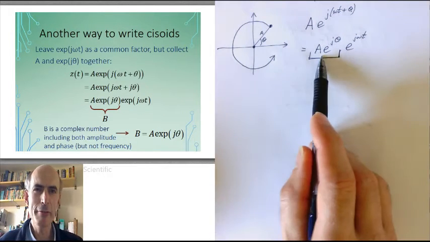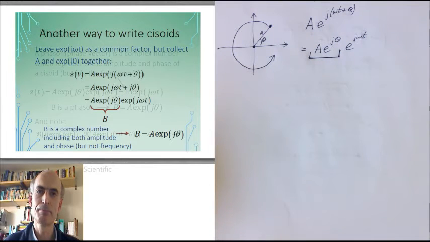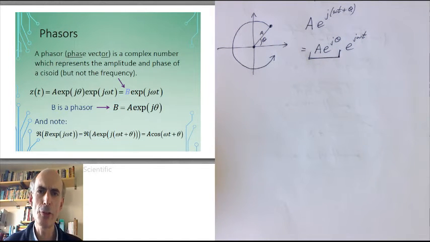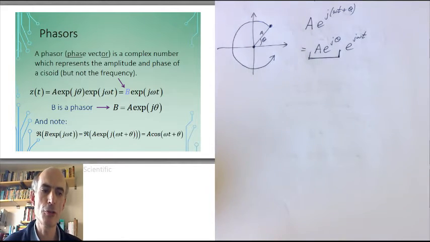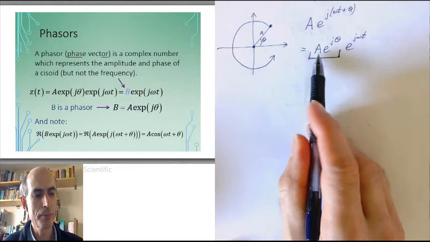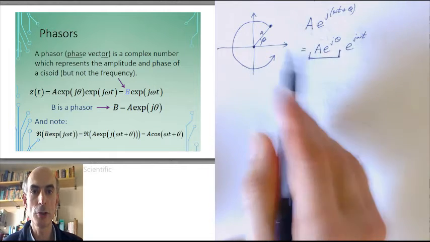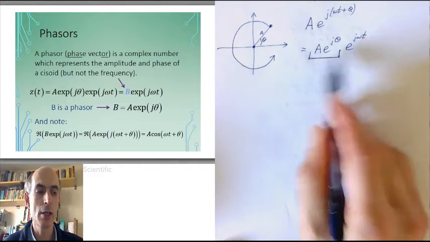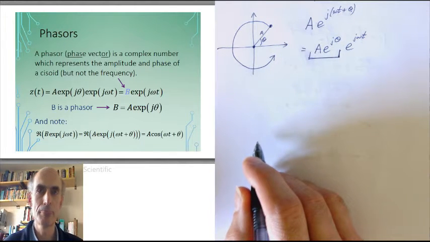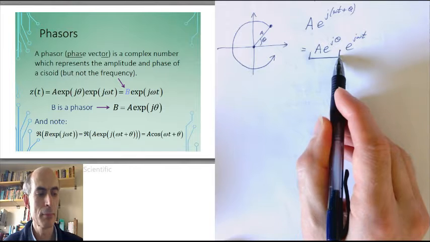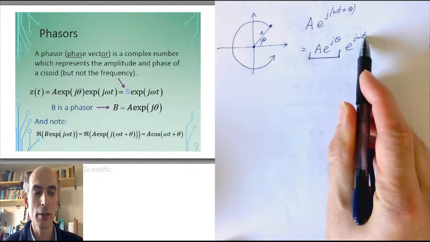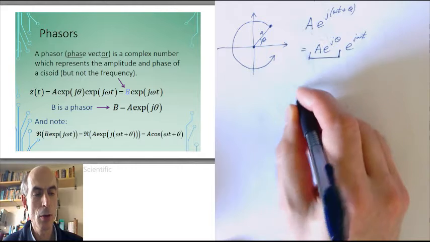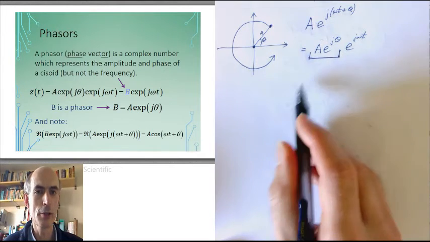Now we've seen something very like that before. Remember phasors? Phasors were complex numbers which we used to represent real sinusoidal oscillations. And a phasor is related to the real sinusoidal oscillation by multiplying the phasor by e to the j omega t and taking the real part. So if we take this complex number, multiply it by e to the j omega t like this, and take the real part, we should end up with a sinusoidal oscillation.